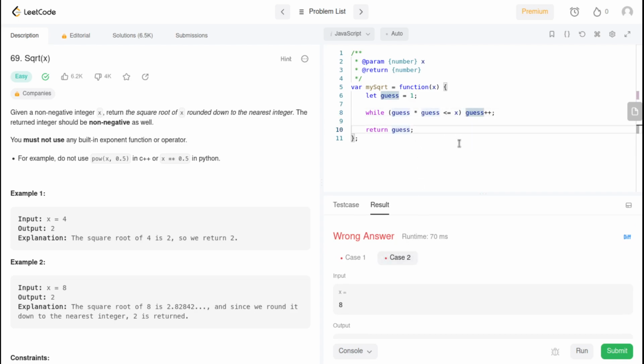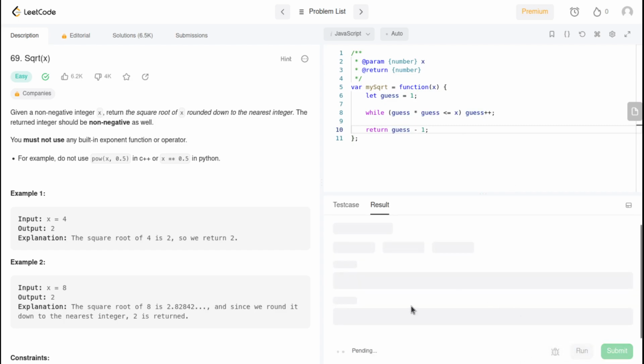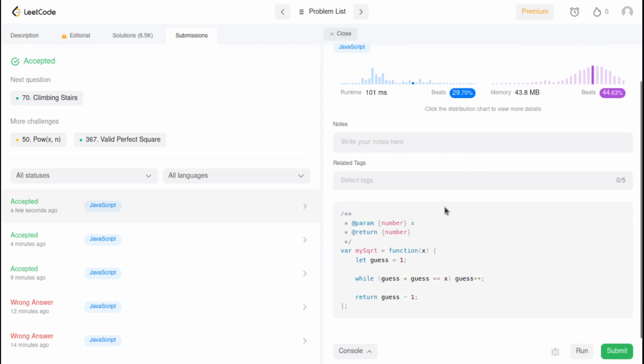So let's just subtract it by 1, and then we can run this again. Okay, now we get a passing test case. Let's just submit it. And we have an accepted solution here.